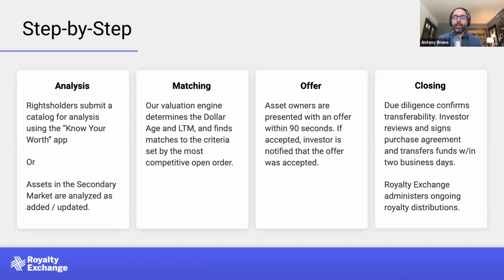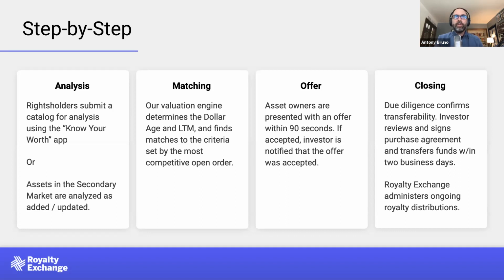So there's an automatic match that happens behind the scenes, at which point an offer is made to the owner of that asset, again either the rights holder who submitted a catalog or the owner of the asset in the secondary market. Your standing order is offered to that owner of the asset, which they can then accept or reject. The one caveat is that if the owner of an asset on the secondary market has set a list price, and your offer meets that list price, it sparks an automatic sale.